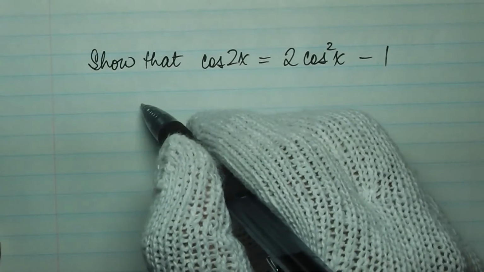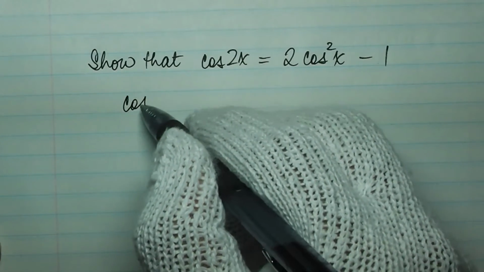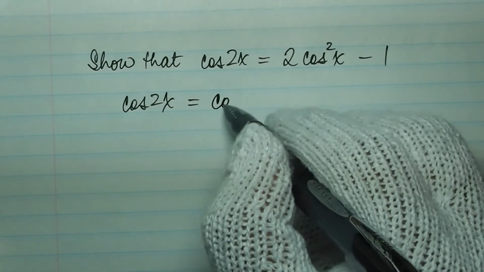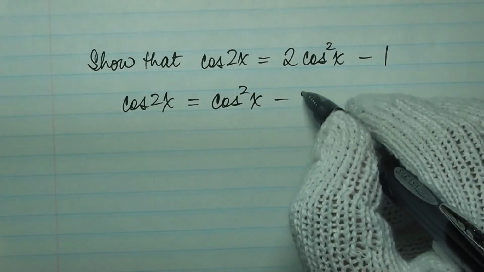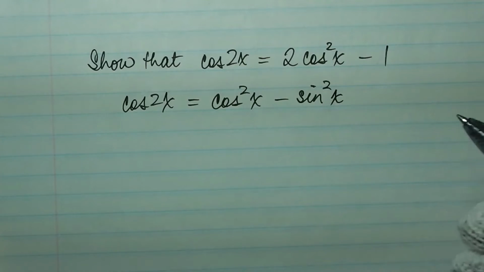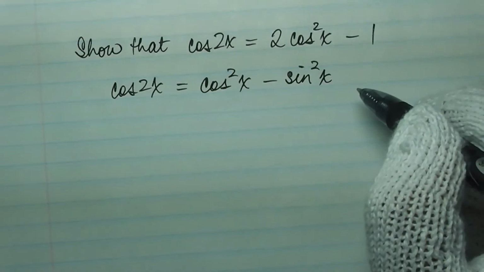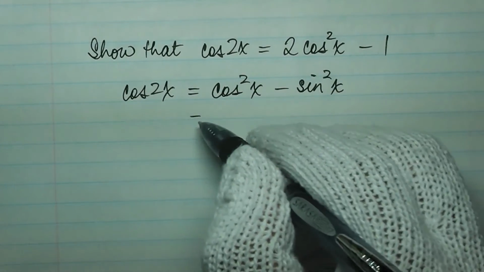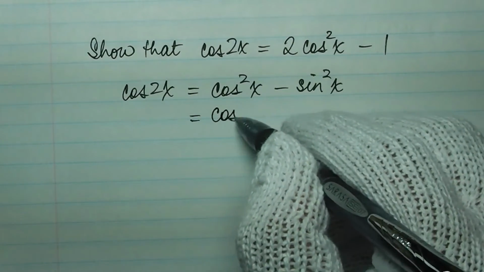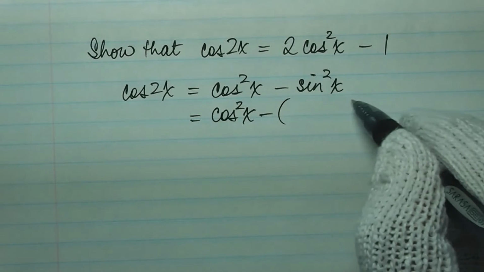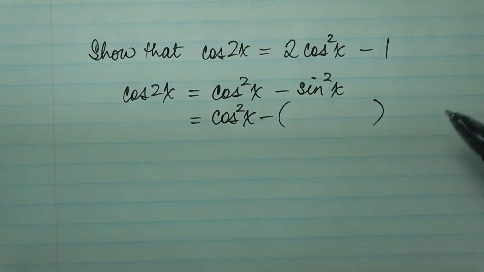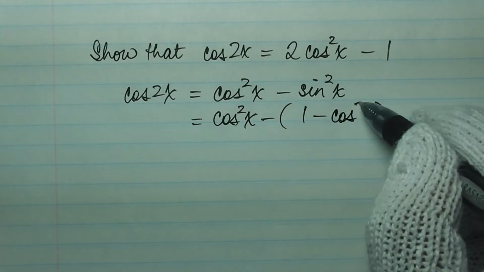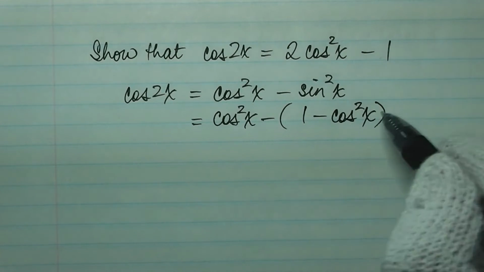We know that cosine 2x is equal to cosine squared x minus sine squared x. This is from our previous identity. Now that we know it, we can't unknow it, so we can use it. So we can say this is the same as cosine squared x minus, and instead of sine squared x, I'm going to replace it with 1 minus cosine squared x. Now I can do that.